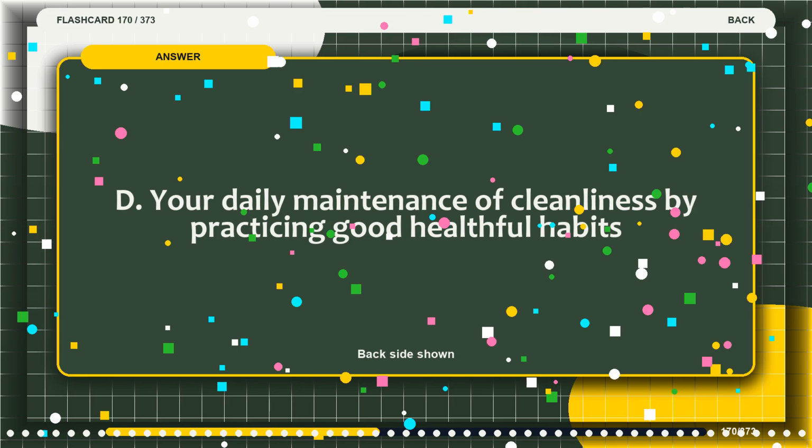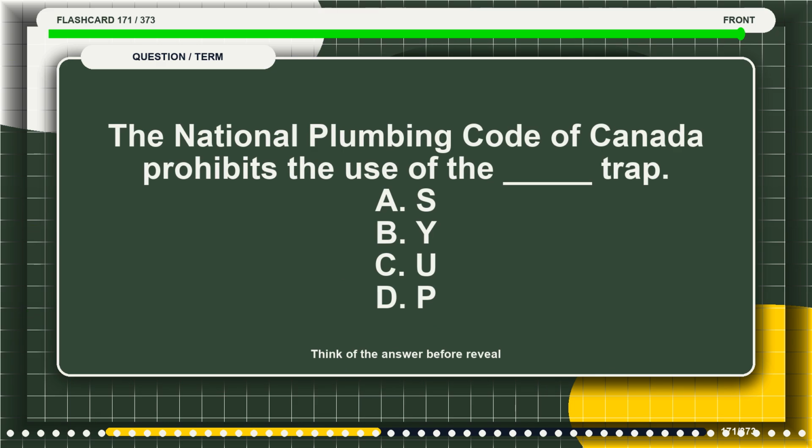Flashcard 171. The National Plumbing Code of Canada prohibits the use of the blank trap. A. S. B. Y. C. U. D. P. Think of the answer before the reveal.